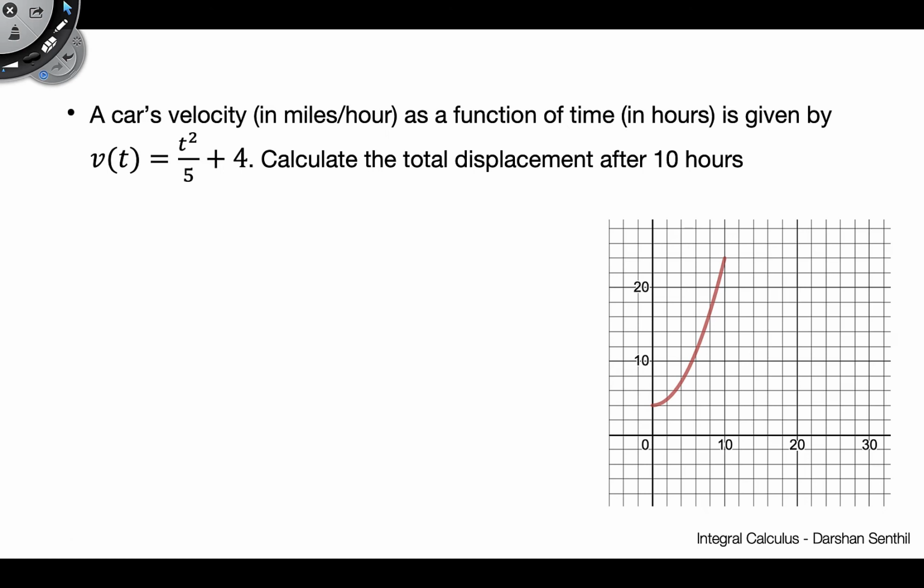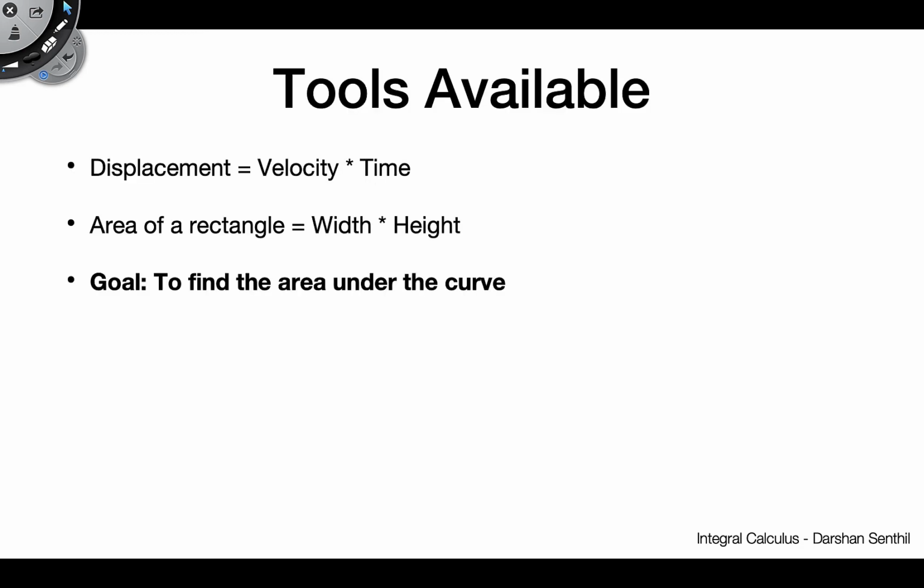Well, let's take a quick inventory of what tools we have available to us so far. The tools we have are that displacement is velocity times time, which we talked about, and we also know that the area of a rectangle is width times height. Now, why do we care so much about the area of a rectangle? Well, it's because rectangles are nice shapes to work with. There's not a lot to them.